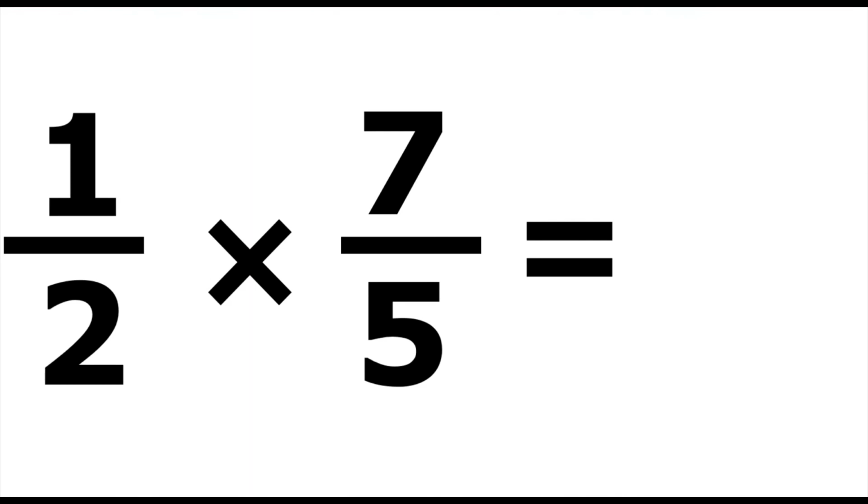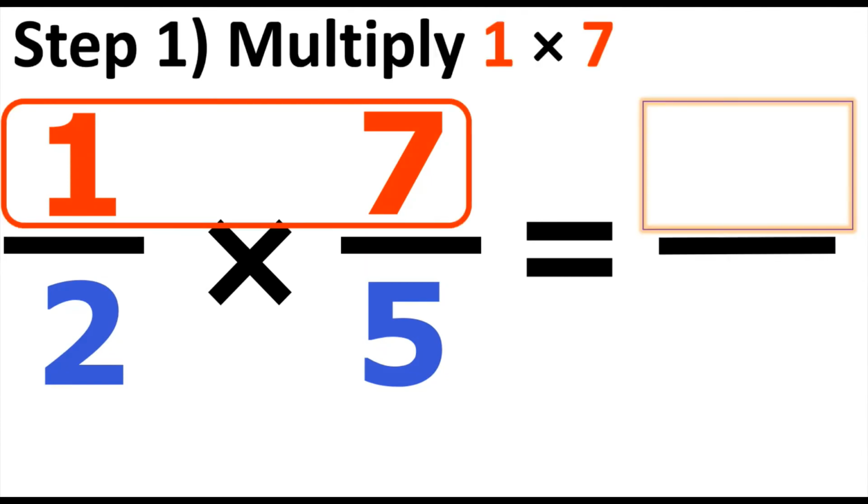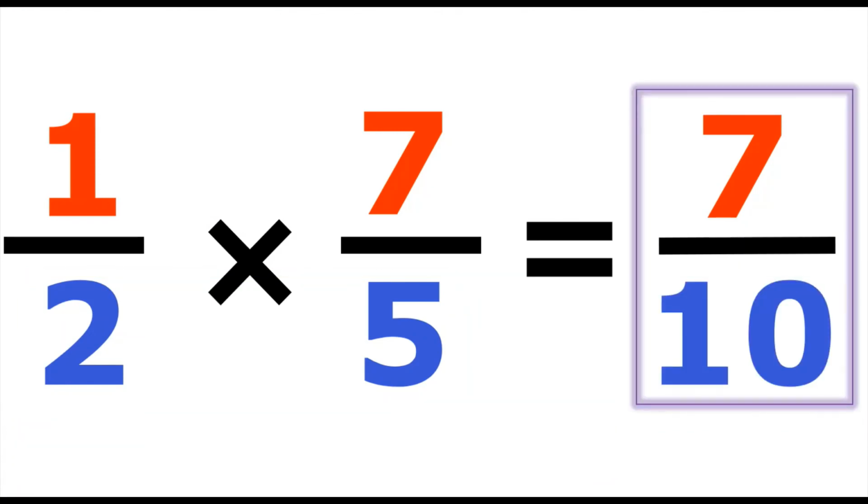Example number 22. We have 1 over 2 times 7 over 5. Up top, we go straight across. 1 times 7 gives us 7. At the bottom, we go straight across. 2 times 5 gives us 10. So the answer is 7 over 10.